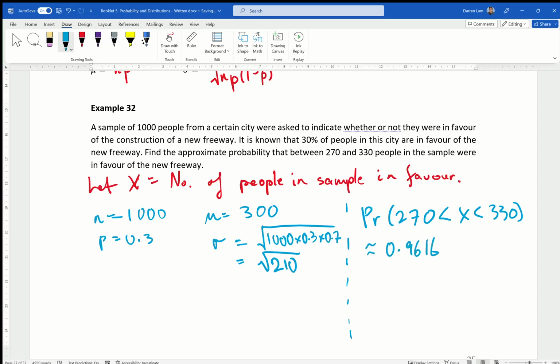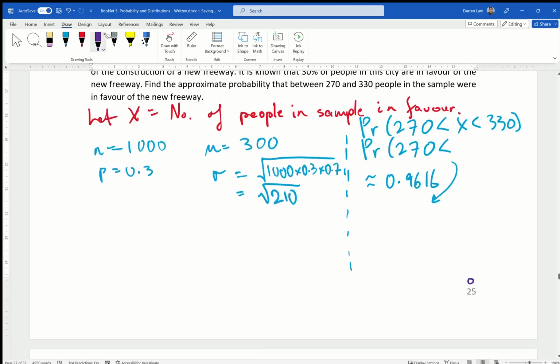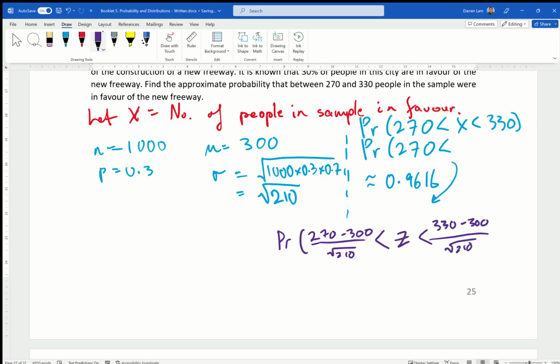I'm just going to round it off as approximately 0.9616. There's another note before we finish it off. That is the same as, I should probably rewrite that here. These are the same if you write the probability of (270 minus 300) over the square root of 210 is less than our standardized score, (330 minus 300) over the square root of 210.